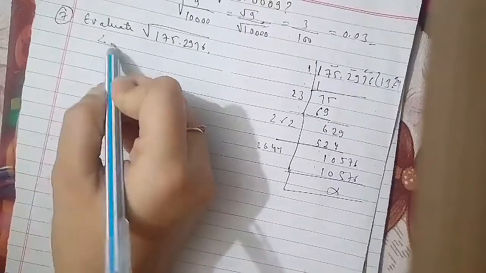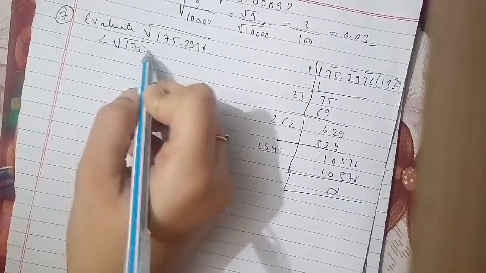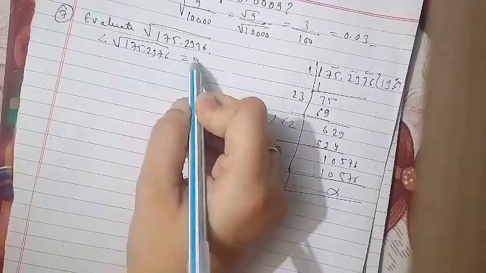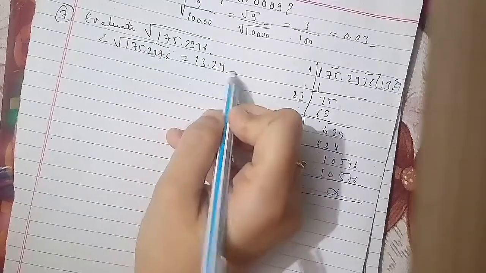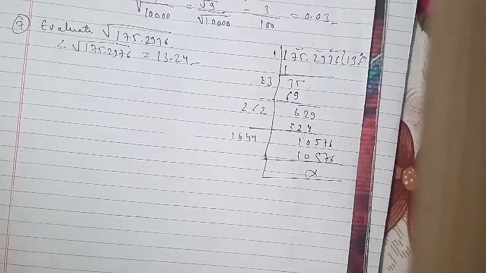32.4 upon x, where we let the question mark be x, equals 2, then 32.4 upon x equals 4. After that, 4x equals 32.4, then x equals 8.1. That is the answer we have here.